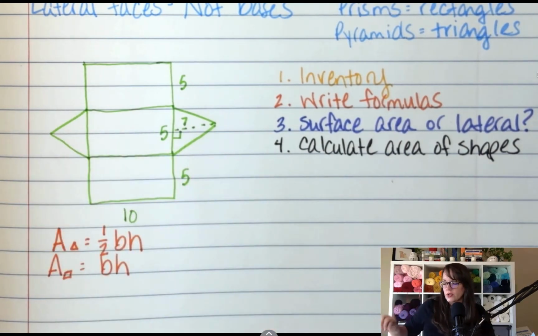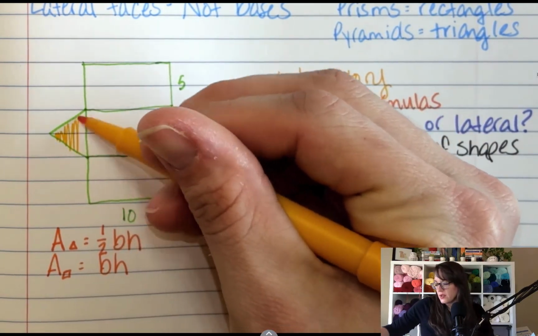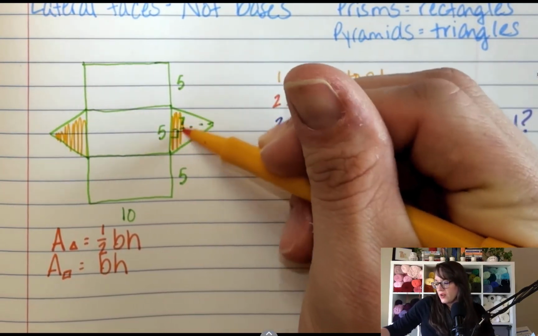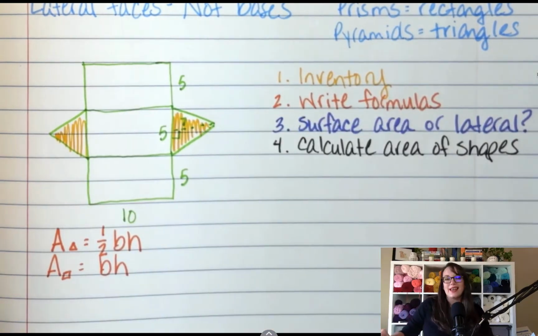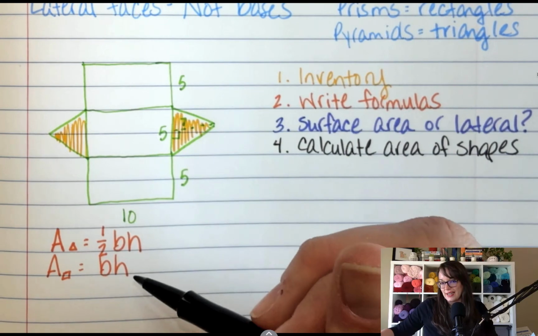Bases are the triangles. So I'm going to shade my triangles because the other thing I know about triangular prisms is that the bases are equal. So you've got bases, they're equal, and then you have lateral faces that go around it. So to find the area of this triangle, I need to find base and height.